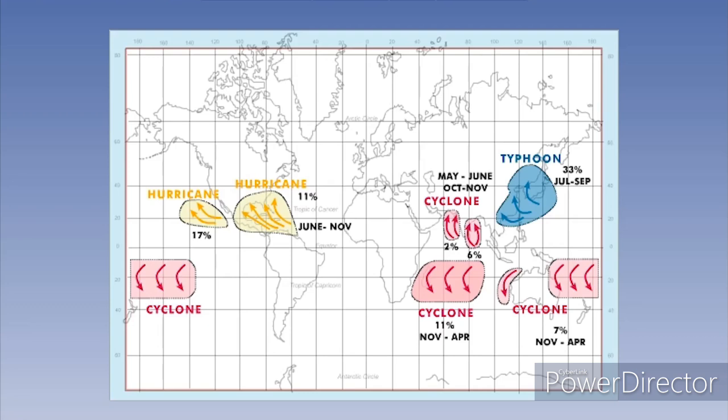Look at this distribution map of the main tropical storm tracks around the world, and notice how the storms generally follow the peripheries of the subtropical anticyclones.